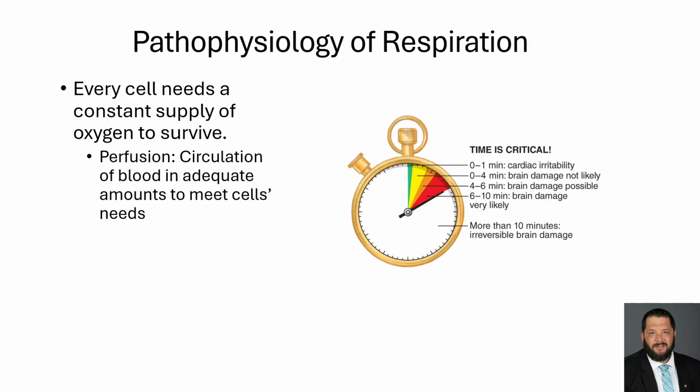This is part of the reason that all of our assessment algorithms start with that airway, breathing, and circulation piece. Every cell needs a constant supply of oxygen to survive. And in order to ensure that every cell has a constant supply of oxygen, we need to make sure that we have adequate perfusion. So that's where the pulmonary and circulatory systems work together to make sure we meet those cells' needs.